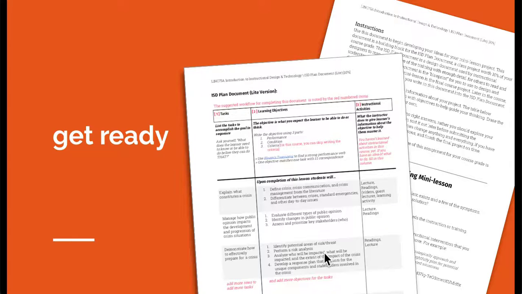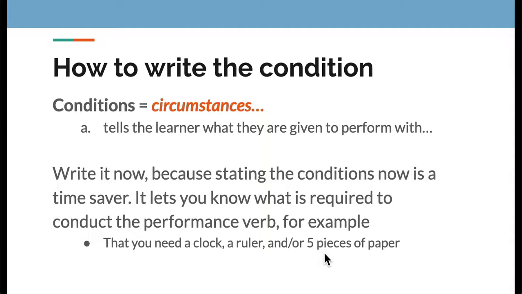Welcome back. Make sure you've got your documents going because we're getting into writing some objectives. We started with the performance verb, but the second part of the 3 parts of writing a learning objective is getting into the conditions or the circumstances in which this objective is going to happen. What is the learner given in order to be able to perform as they've been asked? So as you think about it, you want to state the conditions.